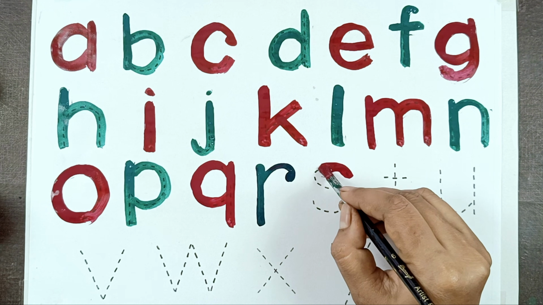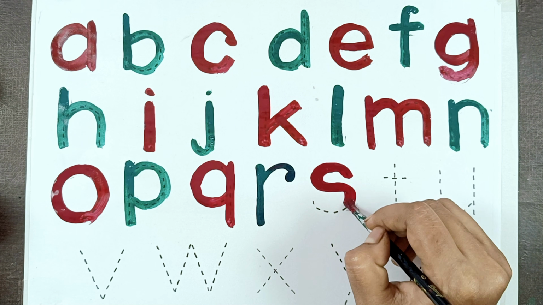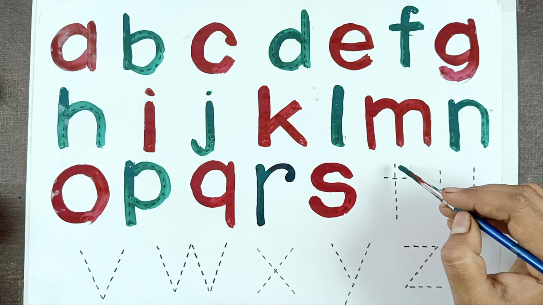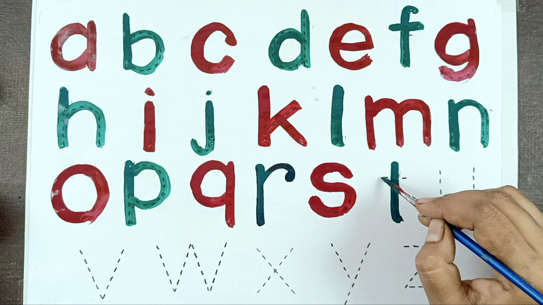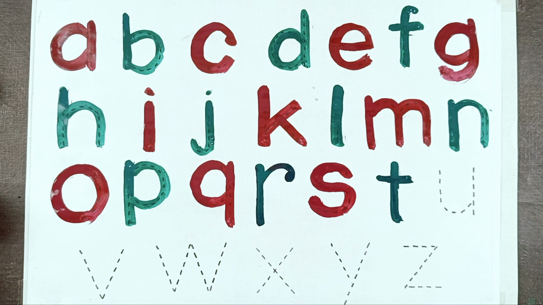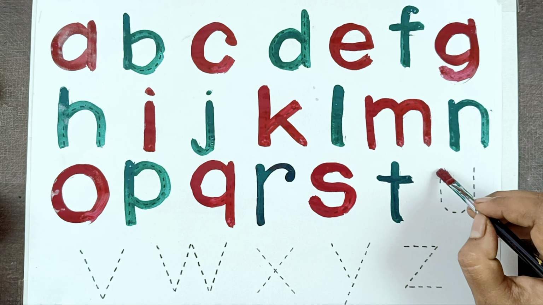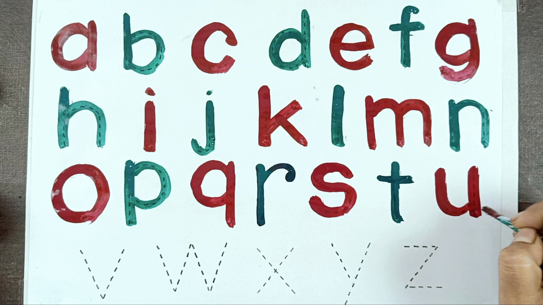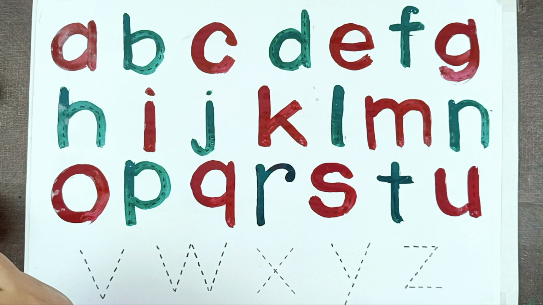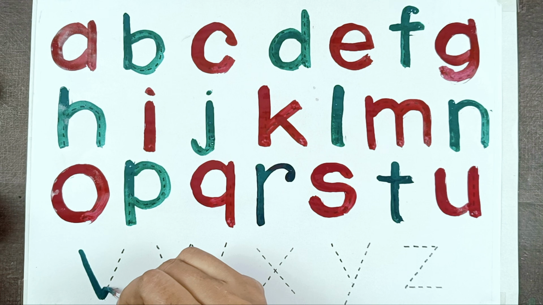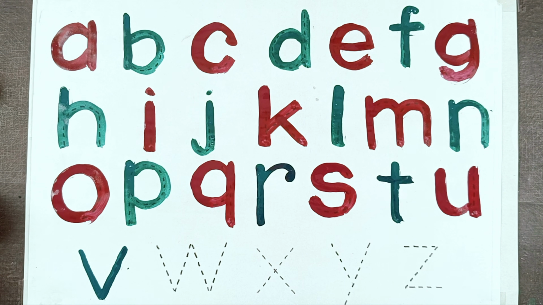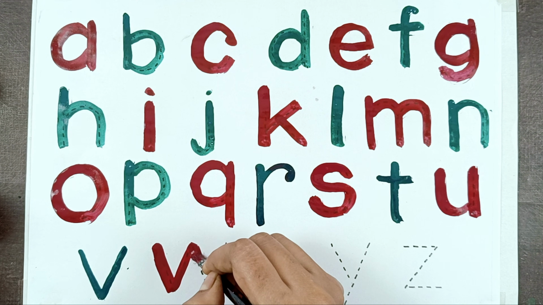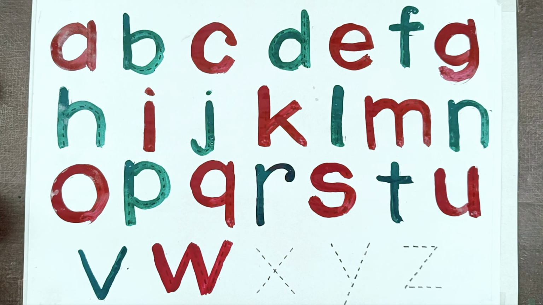S is for sweet. T is for ticket. U is for unicorn. V is for van. W is for window.